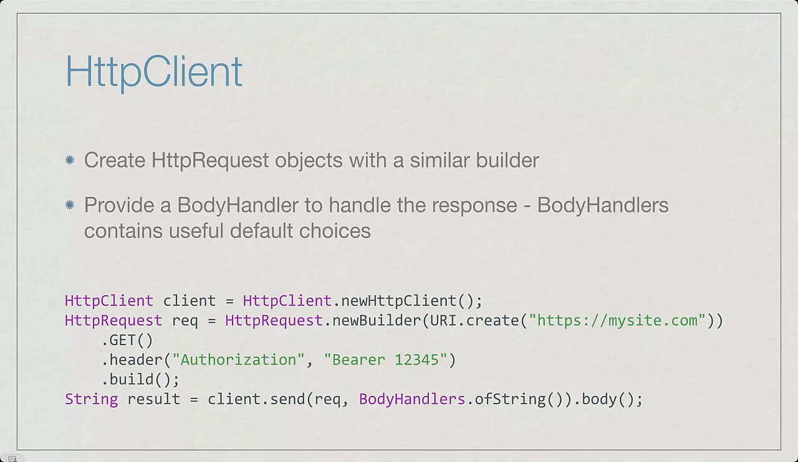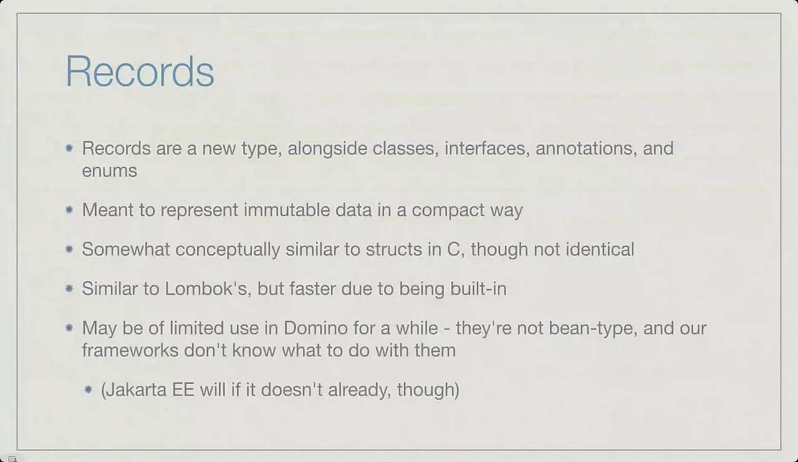Next up are records. So this is an interesting addition that, depending on where and how you use Java, may be game-changing or it may be unimportant. For us, I think it's somewhere in between. So records are a new type alongside classes, interfaces, annotations, and enums. So much like you might say public class foo, you can now say public record foo. They're meant to represent immutable data in a compact way.